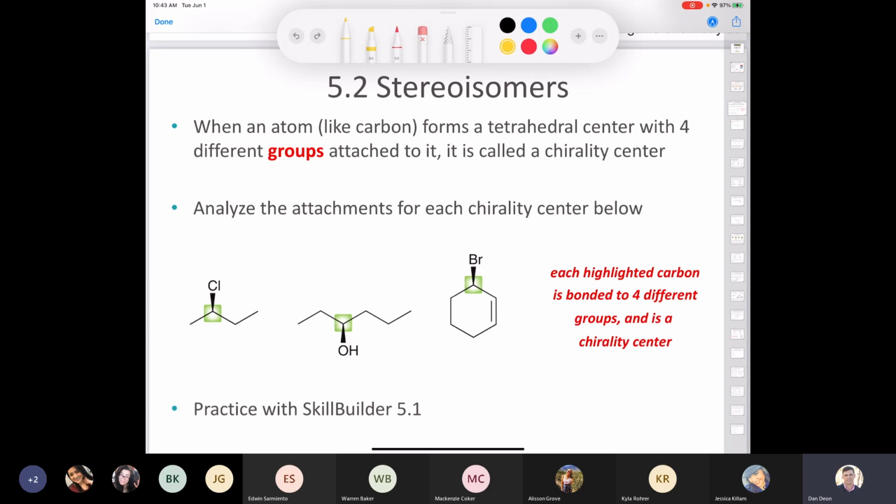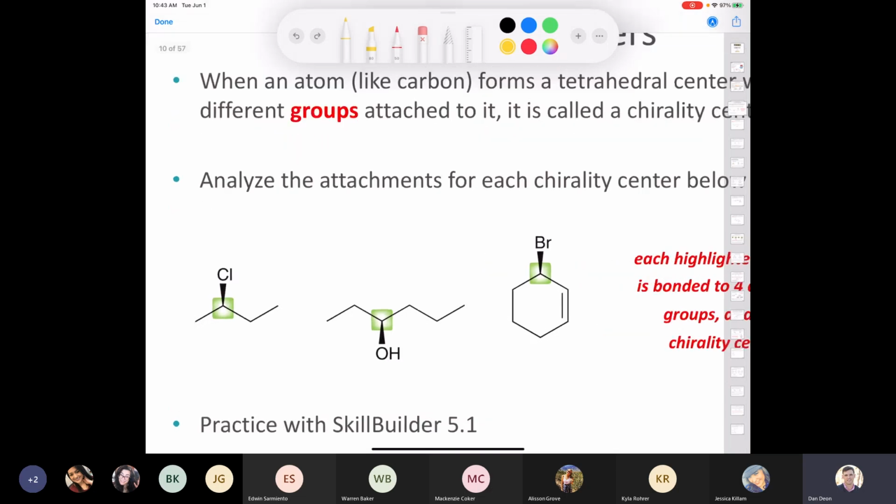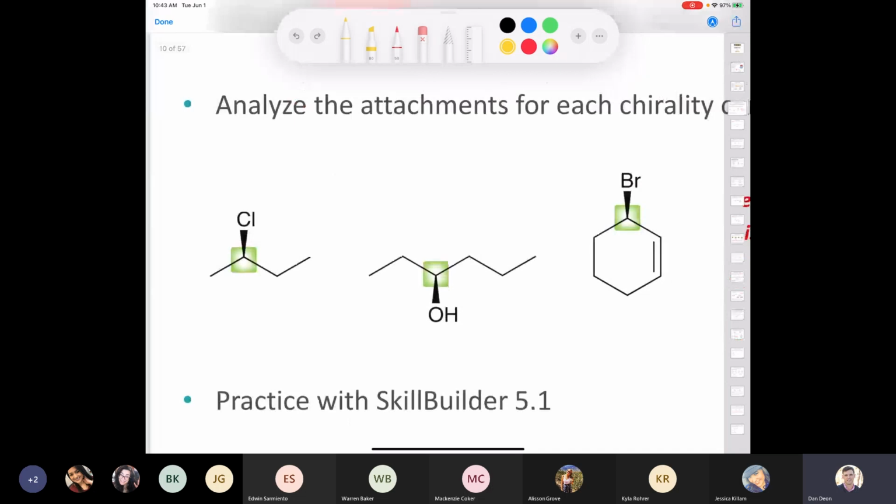But anyhow, if we look at all 3 of these carbons that are highlighted in green, each of these carbons is connected to 4 different groups. Let me prove it to you. This one over here, we'll start here. There is a hydrogen going in back here, right? So look, we've got a hydrogen, we've got a chlorine, we've got a methyl group, and we've got an ethyl group. Those, my friends, are 4 different groups. So that carbon that's highlighted in green is a chirality center.